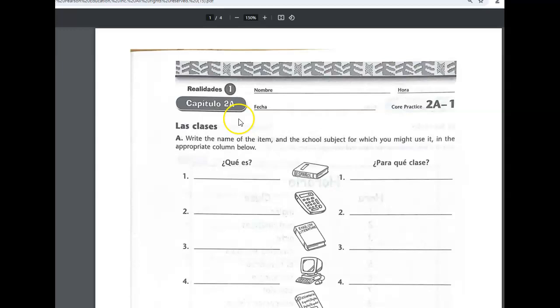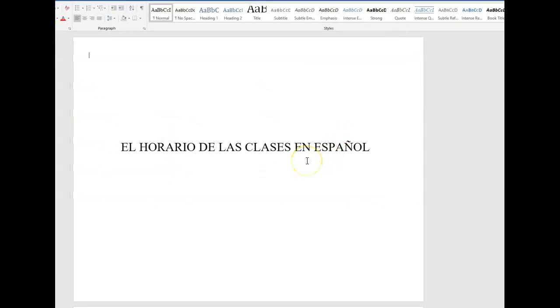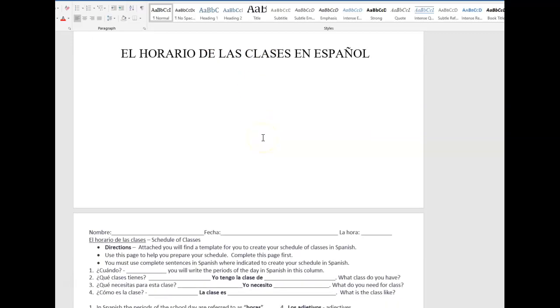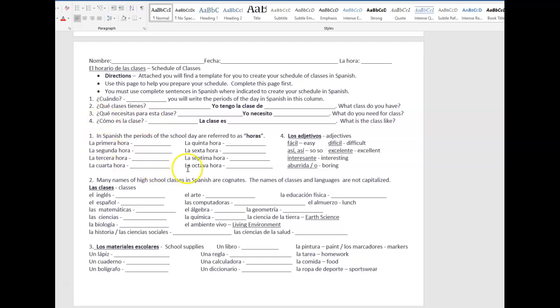This is your review activity for your quiz next class. And if you want to know what to study for that quiz, I would essentially study what we've been working on for the past couple classes. At your class schedule, en español, el horario de clases. And I would pay particular attention to the periods of the day here. Primera hora, first period, segunda hora, second period, tercera hora, third period, etc.